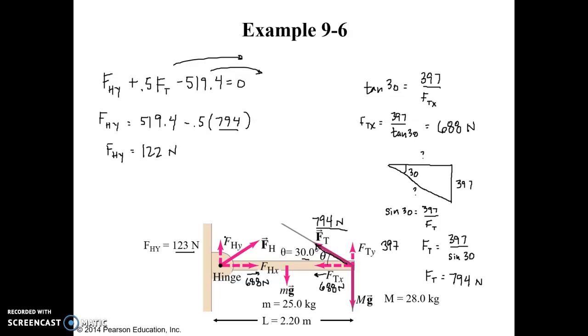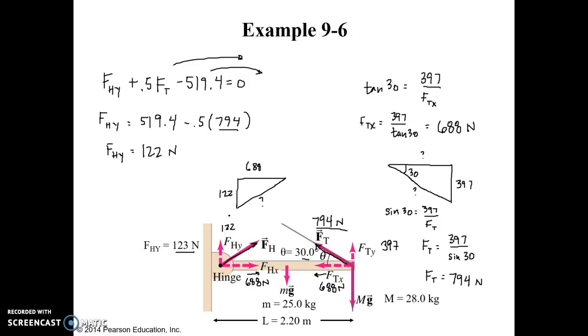So yeah, now this is 122, and if I want to find the FH, the total force in the hinge, I can just use the Pythagorean theorem. I've got a vertical leg and a horizontal leg that I know. I know the vertical is 122. I know the horizontal is 688. And I'm just looking to find the hypotenuse.